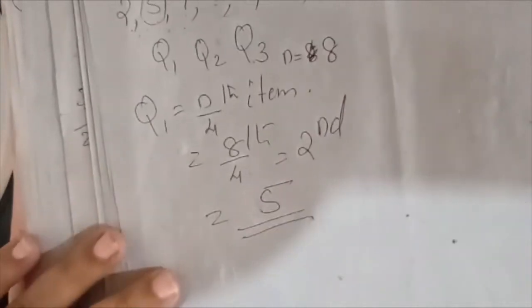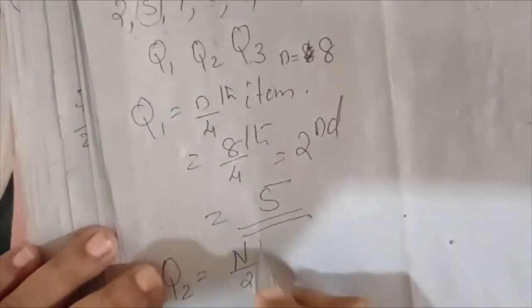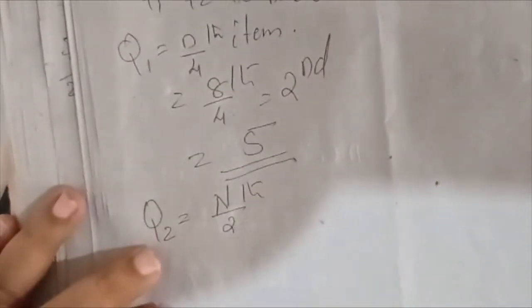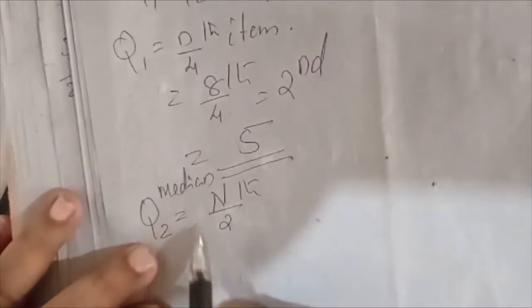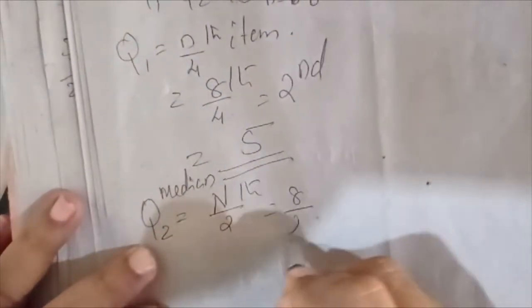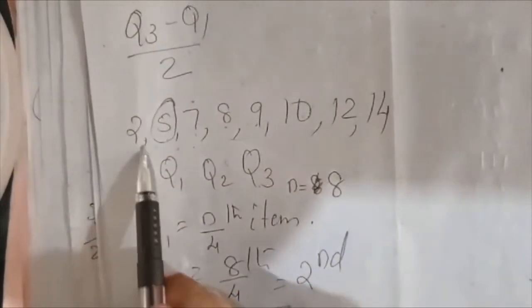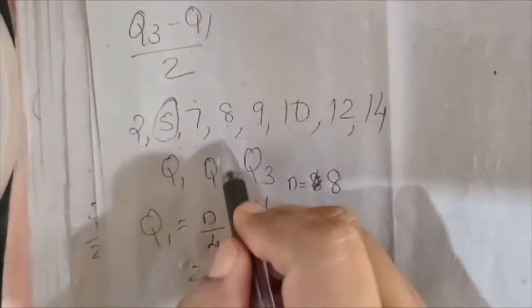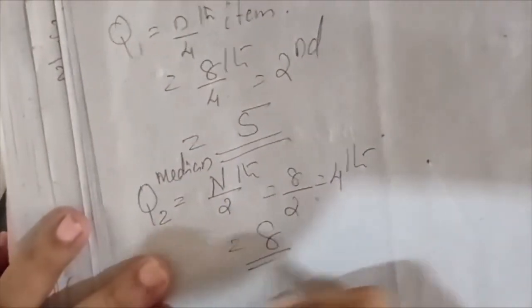Understand? Then Q2. What is the meaning? Q2, N by 2th item. Q2 means median. Median is Q2. N by 2th means 8 by 2. Which is the 8 by 2? 4th item. Which is the 4th item? 1, 2, 3, 4. 8 is Q2. The answer is 8.